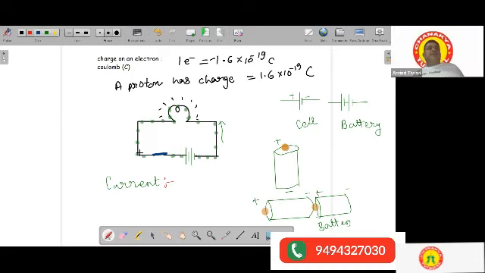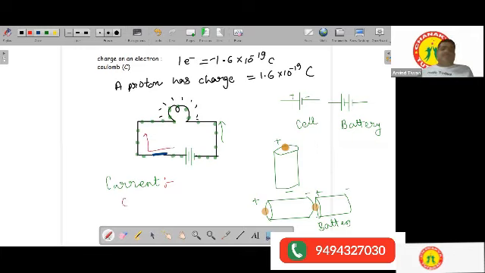Conventional current, see, current means anything which is moving. So this movement of charges is also called current. Conventionally we consider only the positive charges. That is why the scientists still consider the movement of charges to be positive charges. In reality, it is actually the electrons which are moving. But we consider the charges to be moving from positive to negative. And hence we take the direction of current to be from positive to negative.